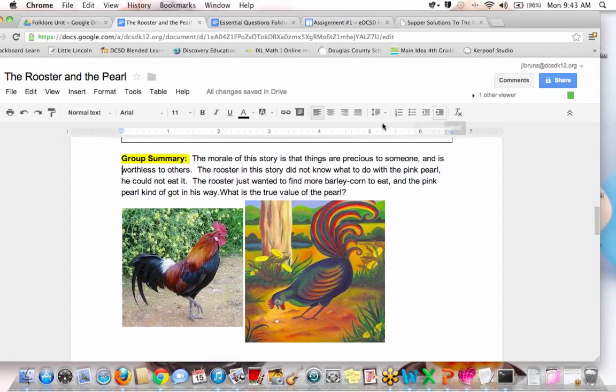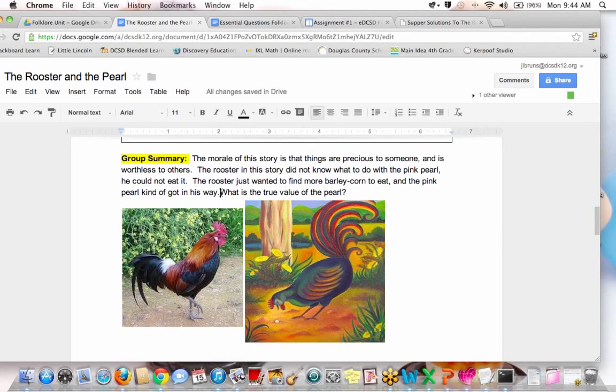So, in this situation, this beautiful, glimmering, pink, large pearl means nothing to a rooster. The rooster in the story did not know what to do with the pink pearl. He couldn't eat it. The rooster just wanted to find more barley and corn to eat, and the pink pearl kind of got in his way.